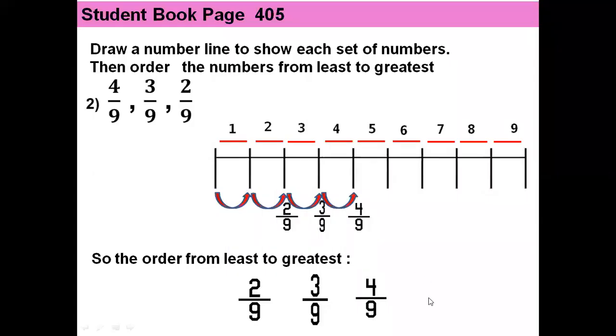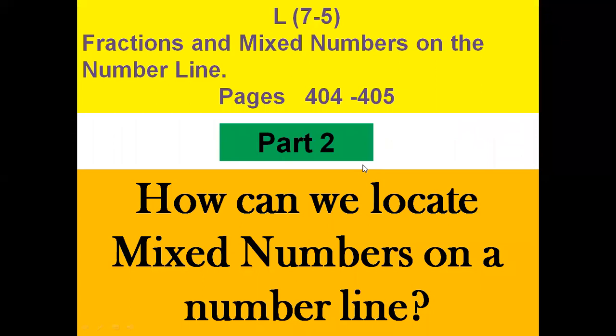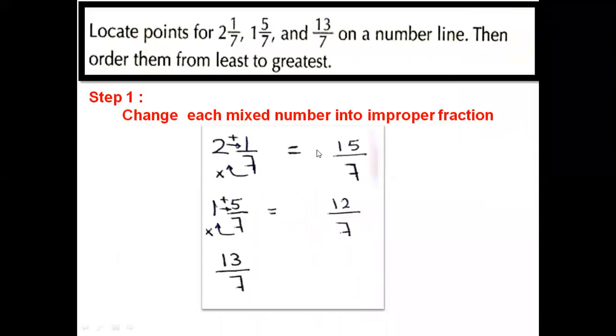You are good today. I'm going to mute you, Kinan, and I will move to part number 2. Here we are going to locate mixed numbers. Locate points for 2 and 1 over 7, 1 and 5 over 7, and 13 over 7 on a number line, and then order them. So you're going to have 2 things to do. We're going to locate and order them.